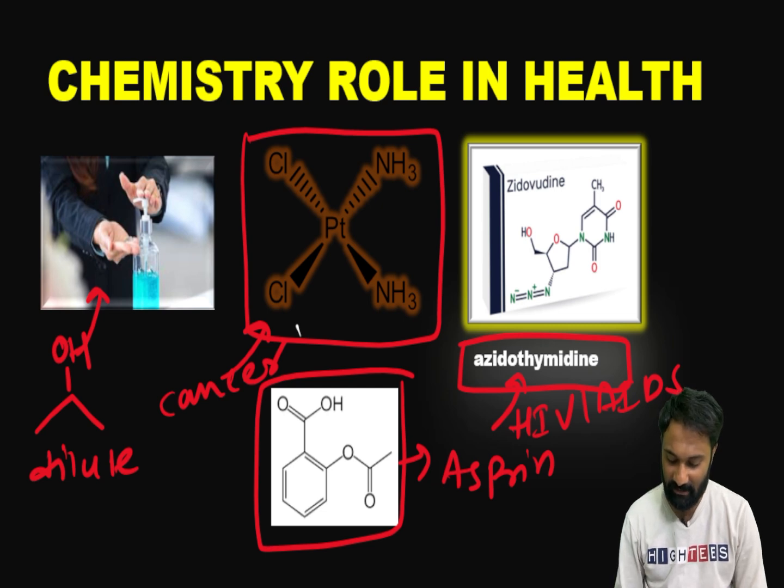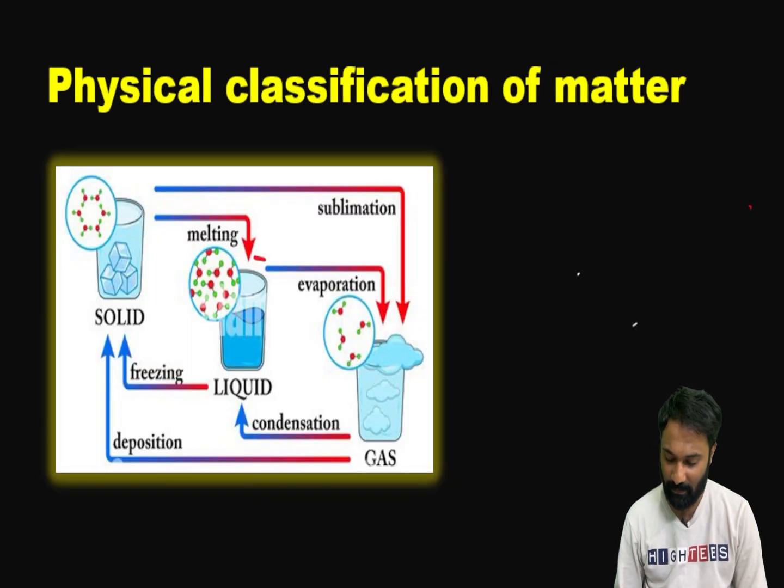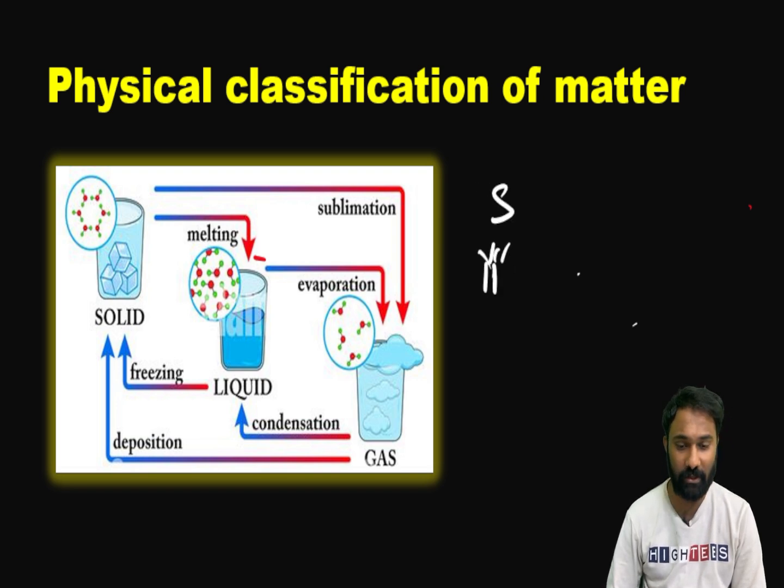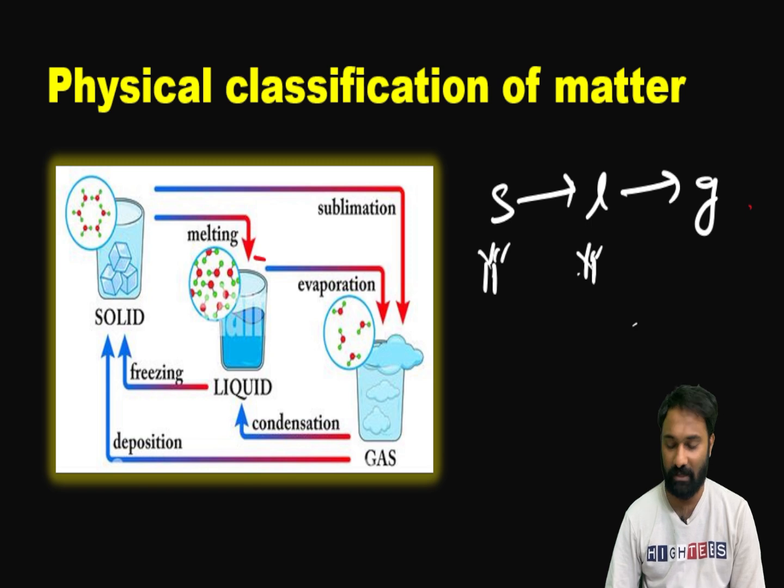Next, we are going to see the physical classification of matter, how matter has been classified. This we have already studied. Now what is the meaning of matter? We know this is a solid. When we heat a solid, what will happen? It will be converted into liquid. Again, if you heat the liquid, what will happen? It will be converted into gas.